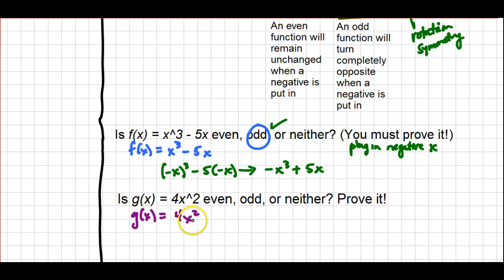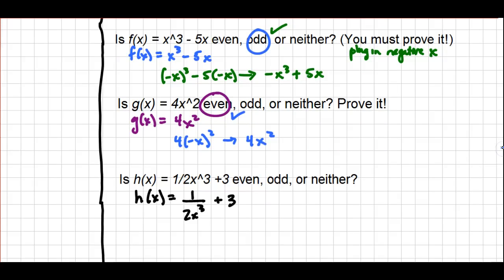The next example has the function g of x equaling 4x squared. Most students can look at that and know right away that it's probably going to be even. To prove that it's even, we're going to plug in a negative x. If I plug in negative x and simplify, negative x times itself is positive x squared, times 4 is simply going to be 4x squared. So I plugged in a negative, and the original 4x squared has remained unchanged. So that does indeed prove that it's even.